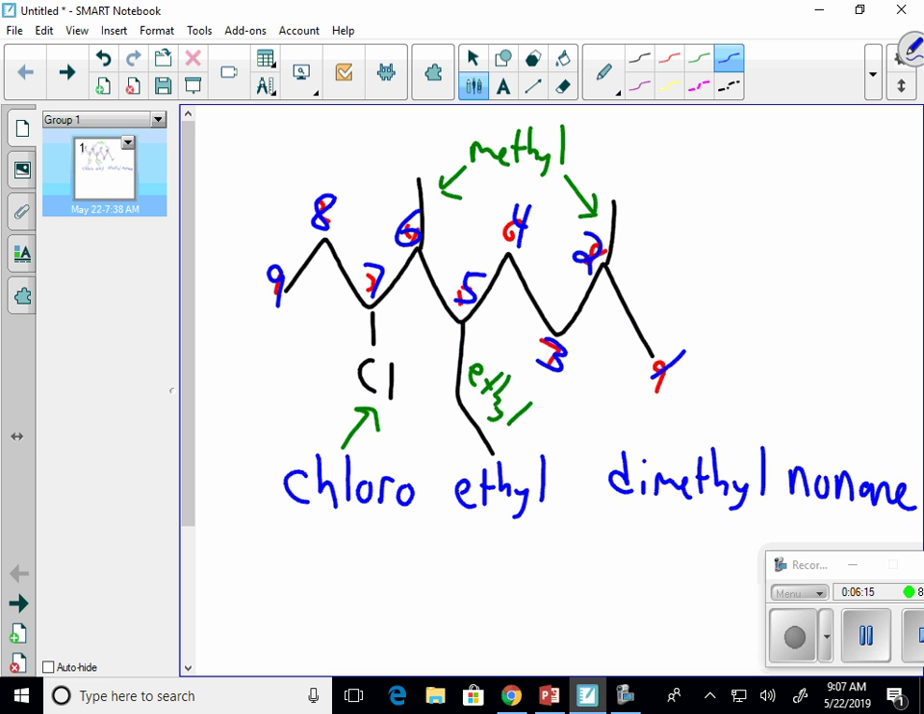So again, I am trying to actually summarize everything from last class period. That last thing that I just did, that's what commonly students have a hard time with. Because now, my chloral group is on carbon 7. My ethyl group, hey, it's still on carbon 5. And then it's 2, 6. So the name of that compound would be 7-chloral, 5-ethyl, 2,6-dimethyl-nonate.